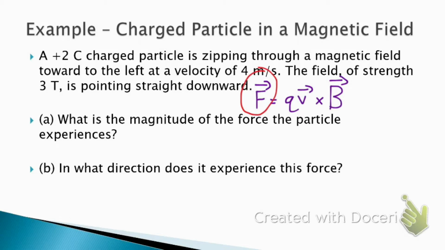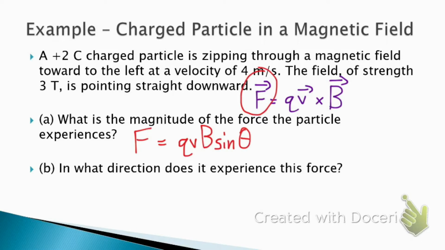To find the magnitude, I'm just going to take the magnitude of the velocity, the magnitude of the magnetic field, multiply those together, multiply it by the value of the charge, and then multiply the whole thing by the sine of the angle between the magnetic field and the velocity. So what's that angle going to be in this example?